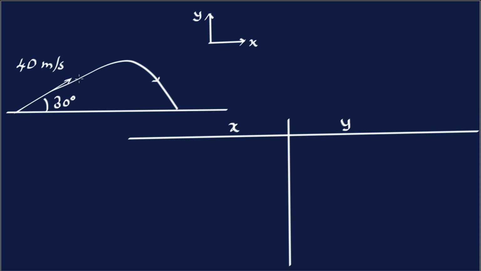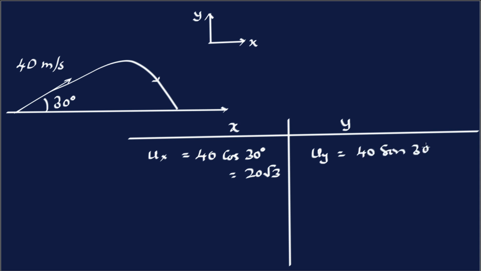So we start with the initial velocity 40 meters per second, making an angle of 30 degrees with the positive x direction. So the x component of the initial velocity is 40 cos 30 degrees. Cos 30 is root 3 by 2. So this becomes 20 root 3 meters per second. Now the y component of the initial velocity, uy, is 40 sine 30 degrees. Since sine 30 is half, that is 20 meters per second.